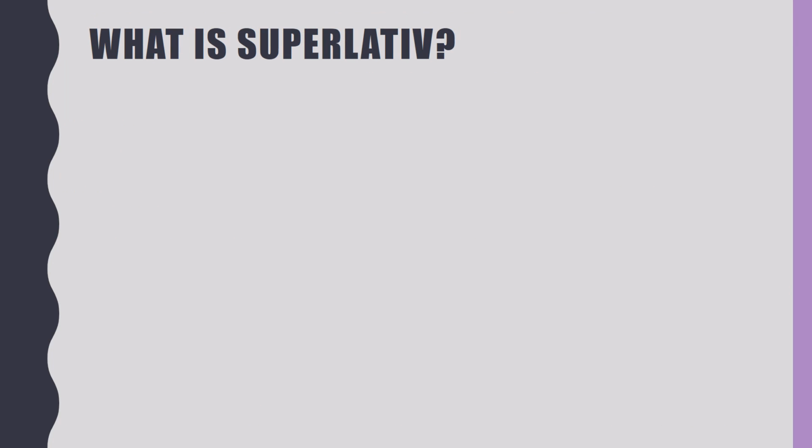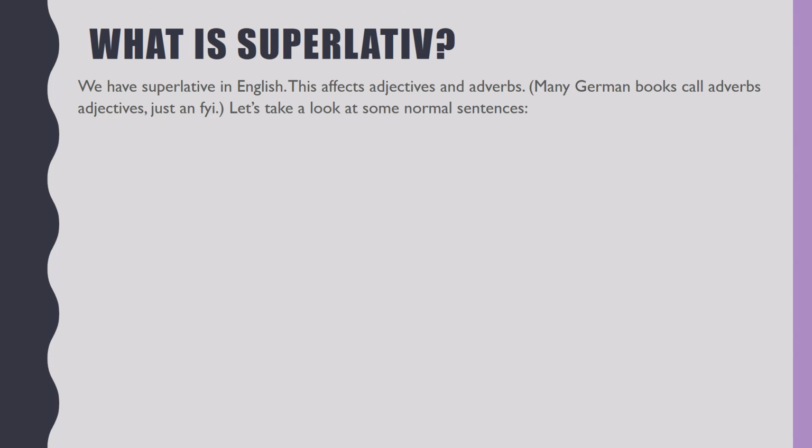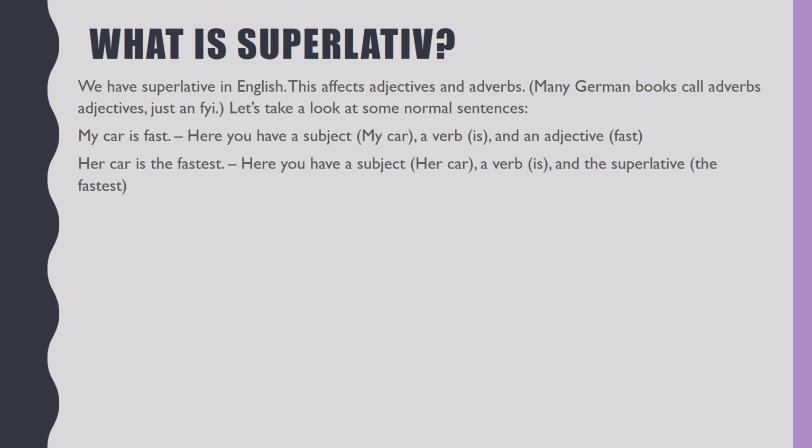So what is superlative? We have superlative in English as well. This affects adjectives and adverbs. And remember, many German books call adverbs adjectives, just an FYI. Let's take a look at some normal sentences. My car is fast. Here you have a subject, my car, a verb, is, and an adjective, fast. Her car is the fastest. Here you have a subject, her car, a verb, is, and the superlative, the fastest. So let's try these in German.